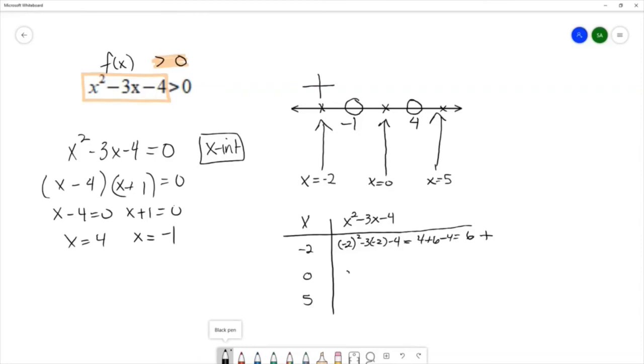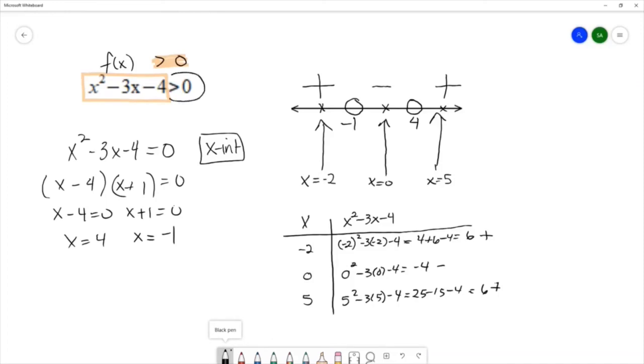Then I'll test 0. 0 squared minus 3 times 0 minus 4 comes out to be a negative 4. That's negative. So this interval is negative or below the x-axis. The last one, 5 squared minus 3 times 5 minus 4. That's 25 minus 15 minus 4. 10 minus 4 is 6. That's positive. So this interval is positive or above the x-axis.